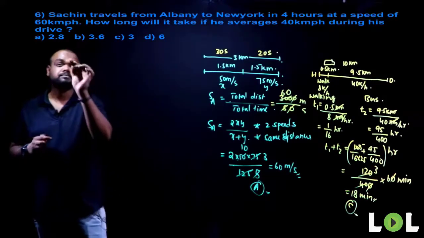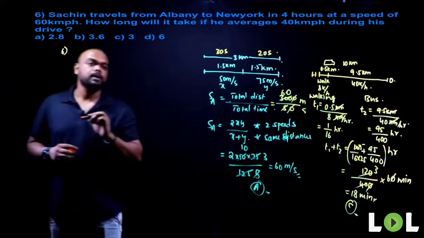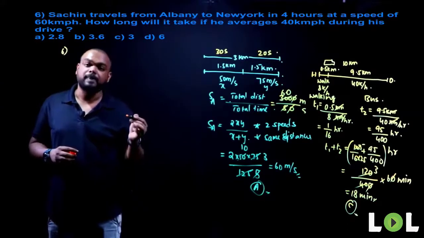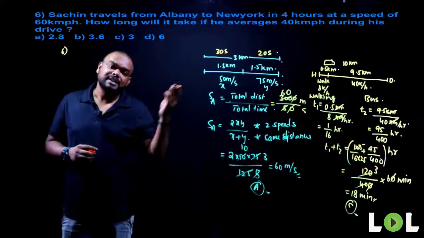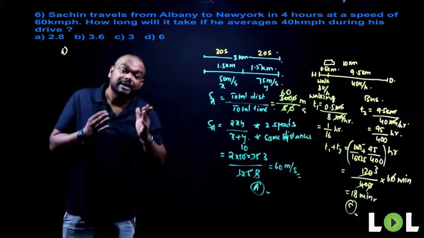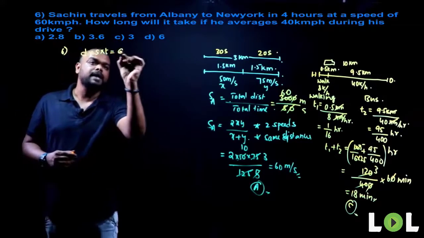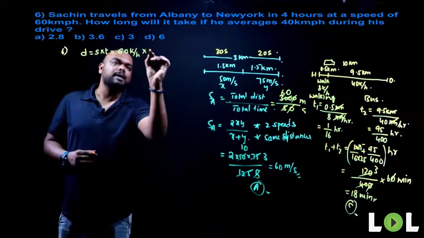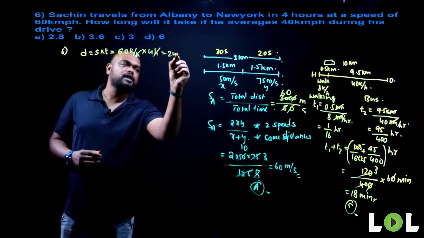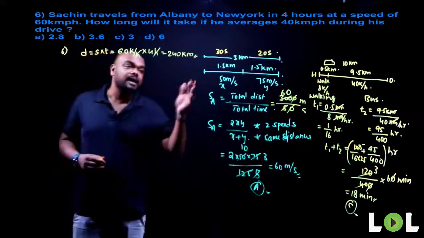Guys, observe. Question number 6. Sachin travels Albany to New York in 4 hours at a speed of 60 km per hour. Time is given, 4 hours. Speed is given, 60 km per hour. When the time and speed both are given, what can we calculate? Distance. What is the distance formula? Distance is speed into time. Speed is 60 km per hour, into time taken is 4 hours. Hours cancel. 60 into 4, 240 kilometers. We got to know the distance between Albany and New York.